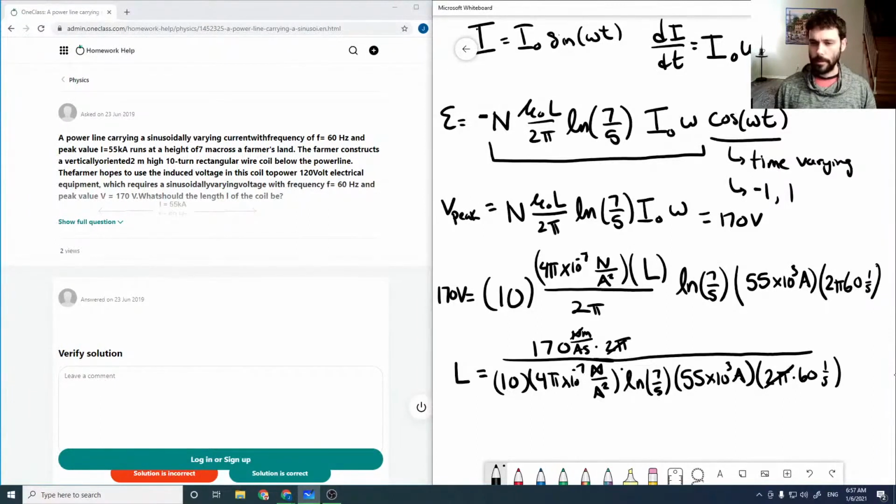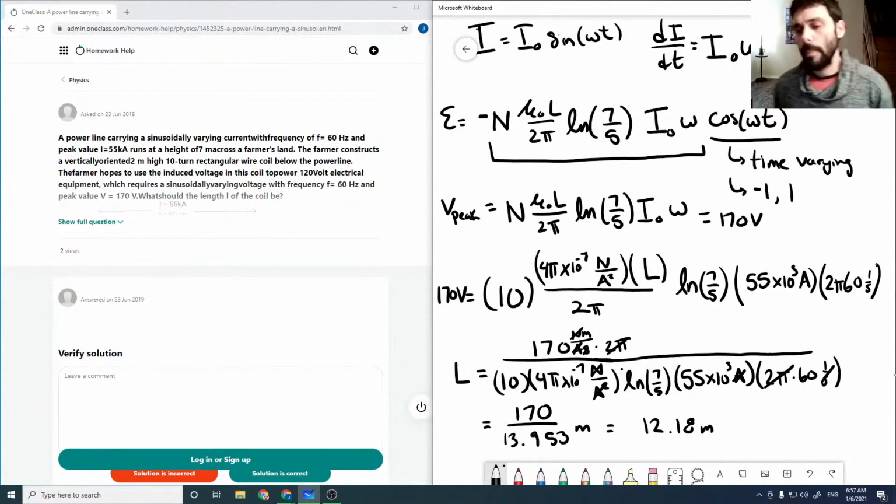This amp is going to build up with this and cancel with that. So those will cancel. And then the per second over here will cancel, leaving us with meters, which is good because that's the answer we're looking for. And then if we run this all through on our calculator, we would get 170 over 13.953 meters, which is 12.18 meters.